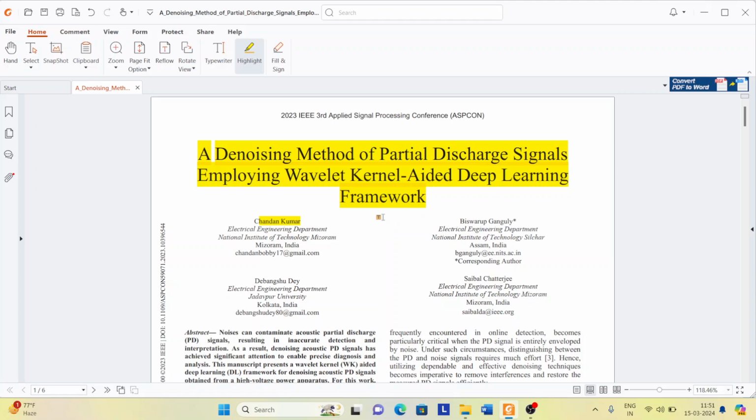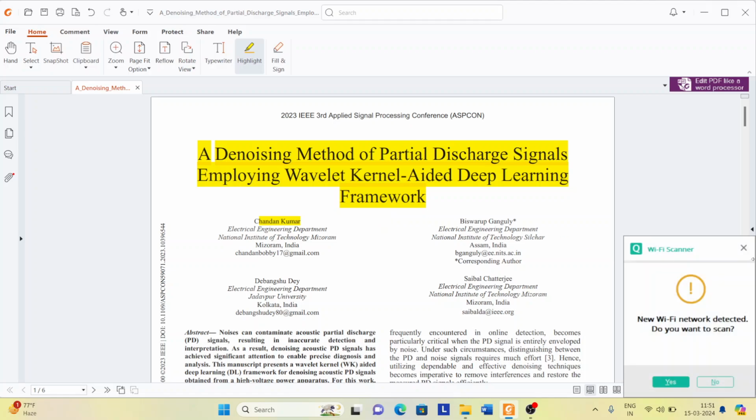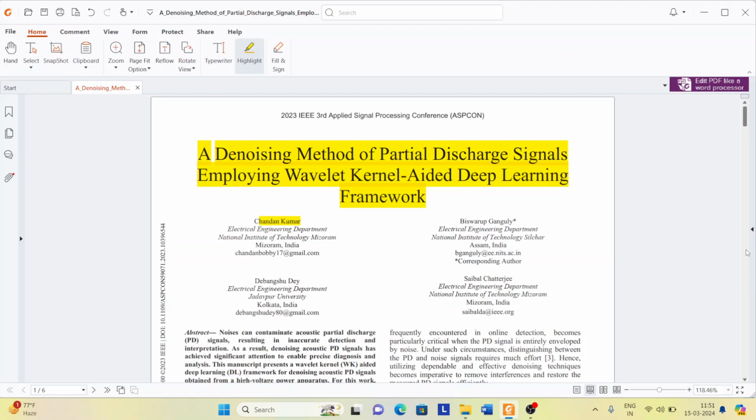So the title itself shows that the wavelet kernel deep learning framework refers to a method that combines the principles of the wavelet transform, kernel method, and deep learning techniques to effectively denoise the signals, particularly partial discharge signals in this research paper. So first, I want to tell you what is wavelet transform. First, we should know what is wavelet transform.